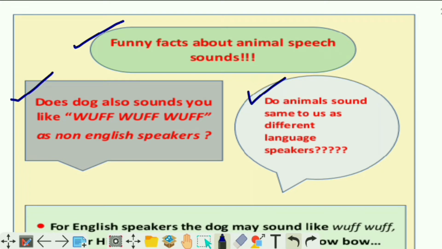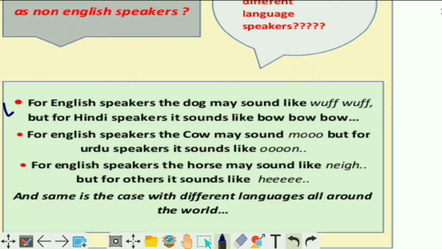Does a dog also sound like woof woof woof to non-English speakers? I mean, did you ever hear a dog barking like woof woof woof, or did you hear some different sound? For English speakers, the dog may sound like woof woof woof, but for Hindi speakers, it sounds like bow bow bow. If you ask a Hindi speaker how a dog barks, he will say something like bow bow bow, not woof woof woof. Only an English speaker can tell you that a dog sounds like woof woof woof.